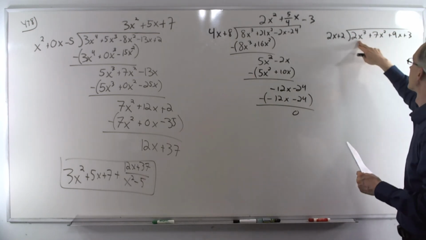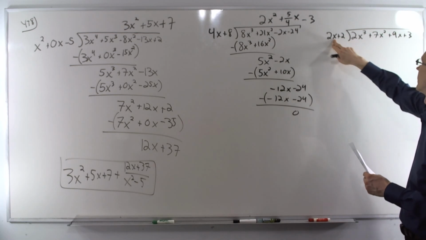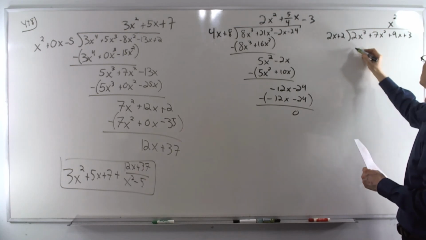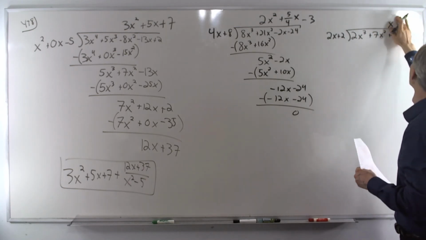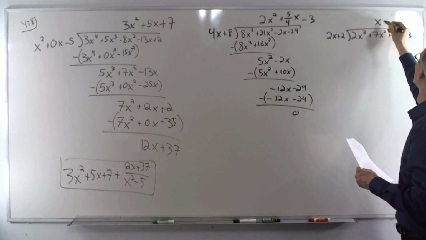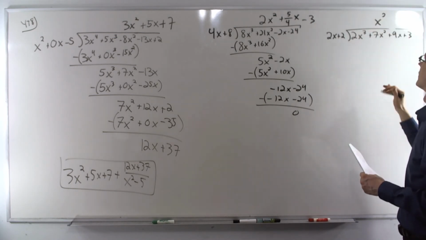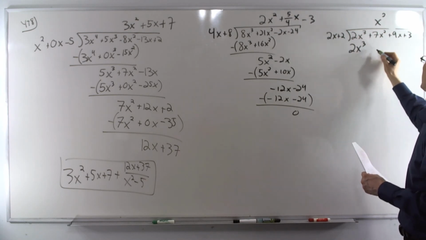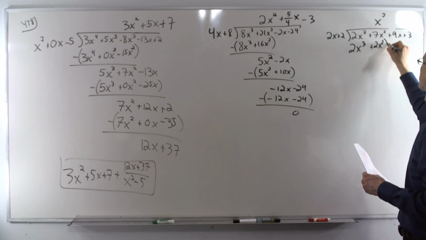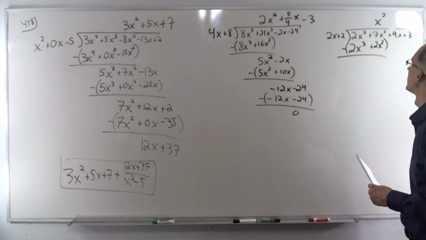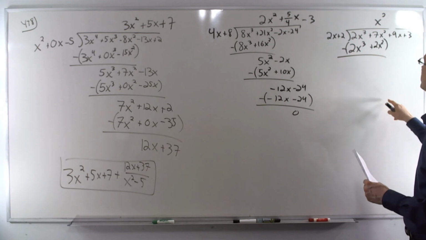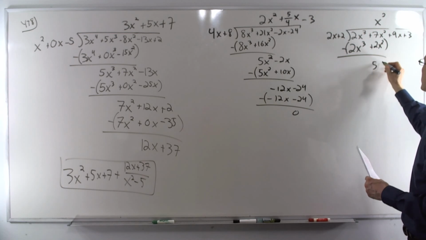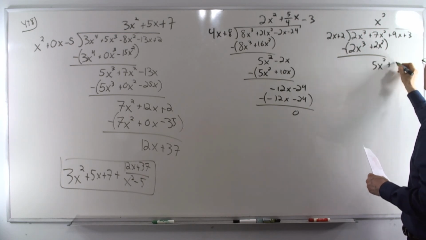Alright, we need to match 2x to the third power. So we're going to multiply 2x by x squared. Alright, x squared distributed in here gives us 2x to the third and 2x squared. Alright, now we can distribute. Now we can subtract, so 7 minus 2 is 5, so we get 5x squared, and then bring down the 9x.